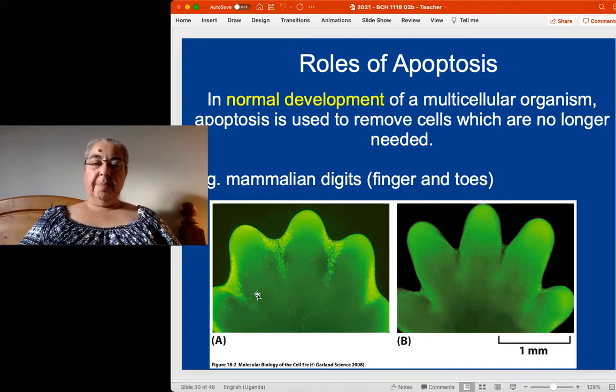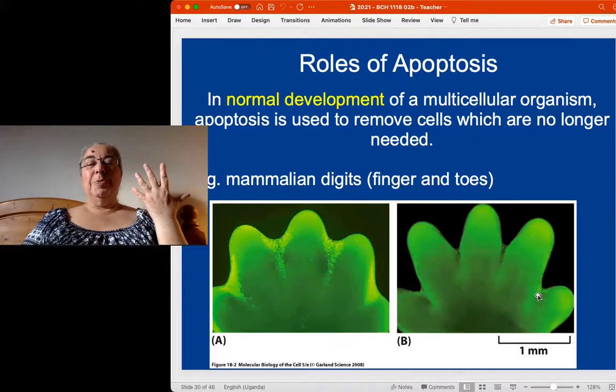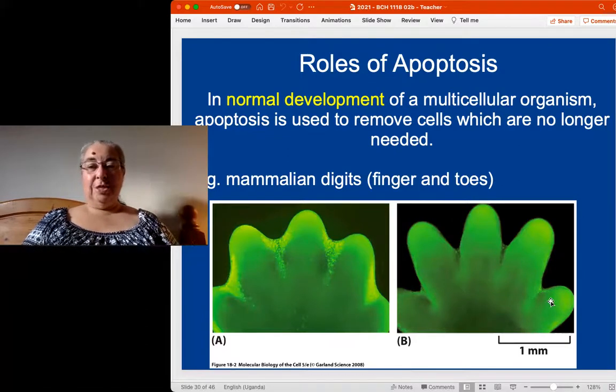And in this picture, a fluorescent label has been used that's marking the cells which are undergoing apoptosis. So you can see that apoptosis is happening in between each of these digits and is allowing them to separate and become separate digits, fingers or toes, or mices. I'm not sure what you call a mouse's separate digits.